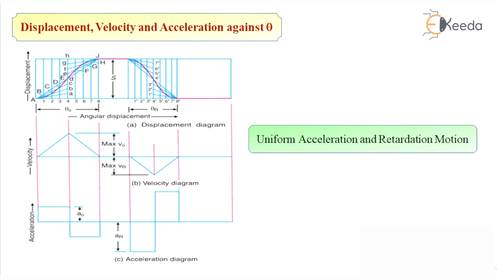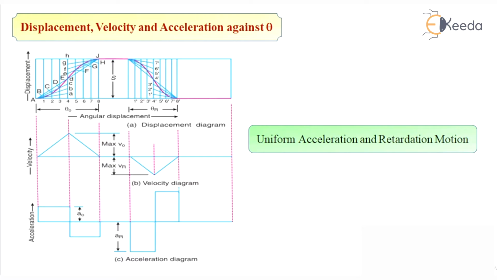In the second profile, with uniform acceleration and retardation, the displacement diagram is drawn as follows. Divide the angular displacement of the cam during outstroke, that is theta 0, into any number of parts, say 8, and draw vertical lines through these points as shown in the figure.